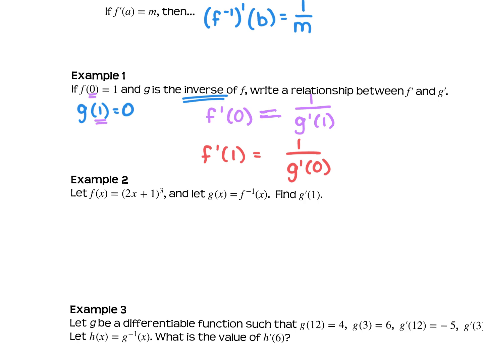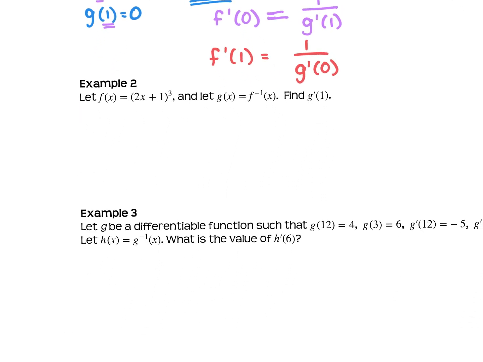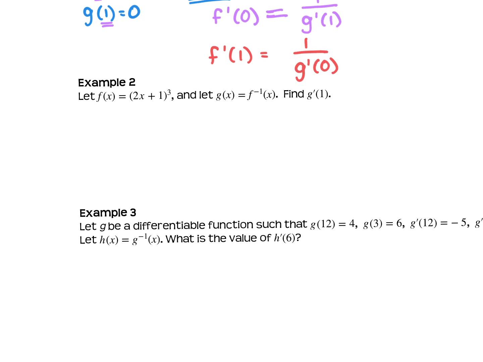Okay, let's take a look at example 2 here. So let f of x equal blah, blah, blah. This statement right here is just telling me that these two functions are inverses. And I want to find the derivative of g at 1. Notice I don't actually have the g function. Now, in this one, they did give me the f function. Sometimes they don't even give you that. But we could go find the g function. I wouldn't recommend it. I don't think we need it.